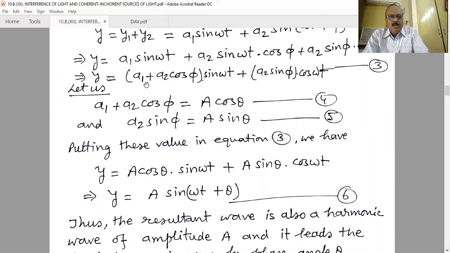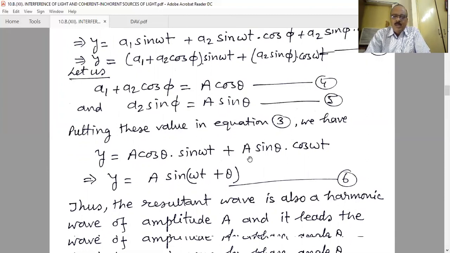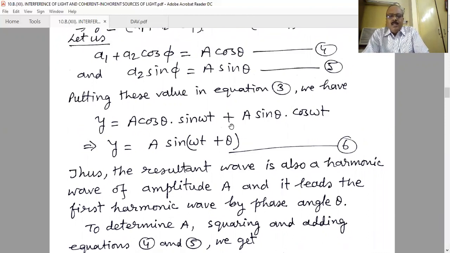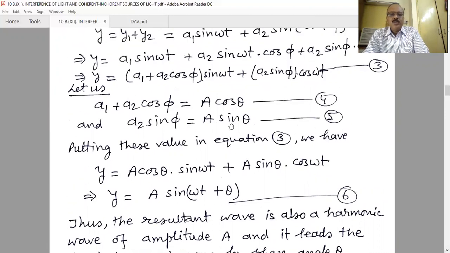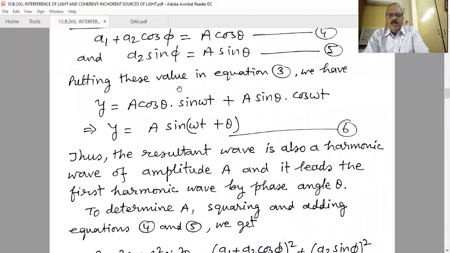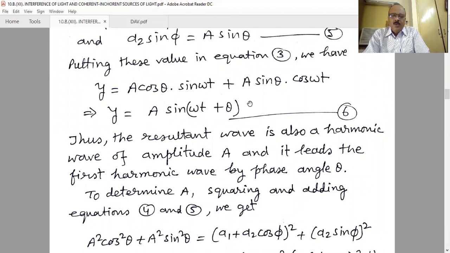Now what has happened: y equals A cos theta into sine of omega t, from these two equations, plus A sine theta into cos of omega t. From that we get y equal to A sine of (omega t plus theta). That means it is nothing but the resultant wave after the superposition of the two waves, y1 equal to a1 sine of omega t and y2 equal to a2 sine of (omega t plus phi), where phi is the phase difference. We get a resultant equation that is also a wave equation.